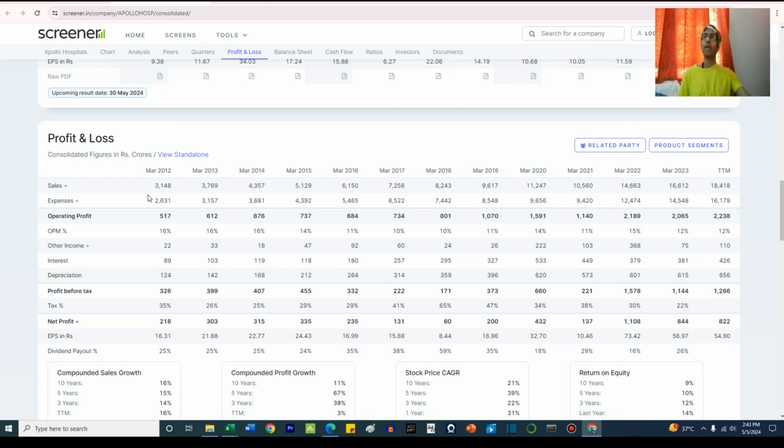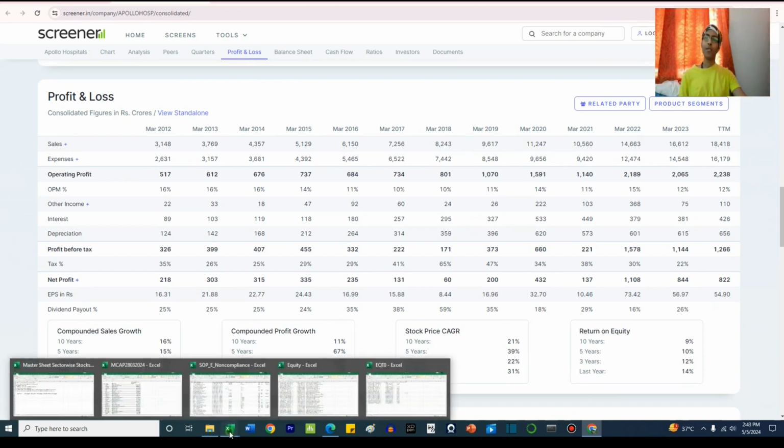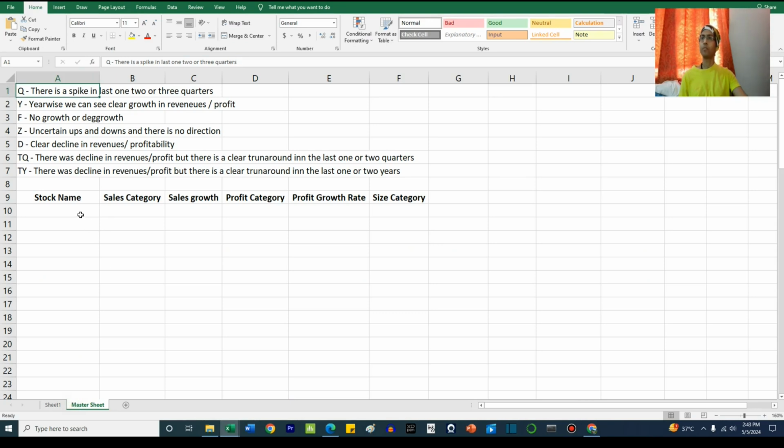If we are going to do the healthcare sector, I'll get to which sectors we are going to do, but as a demonstration, let me just write it here. First we write Apollo Hospitals, or you can copy the name from the sheet. Sales category is Y. The next number that we require is the sales growth, which basically is, I would say, 10 years of CAGR.